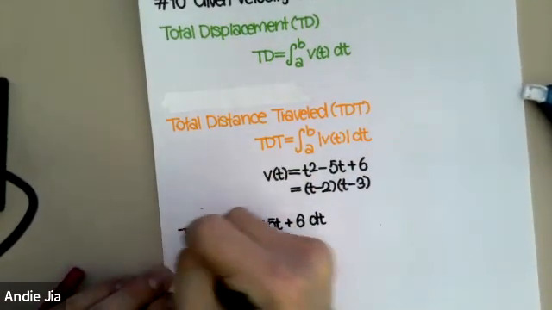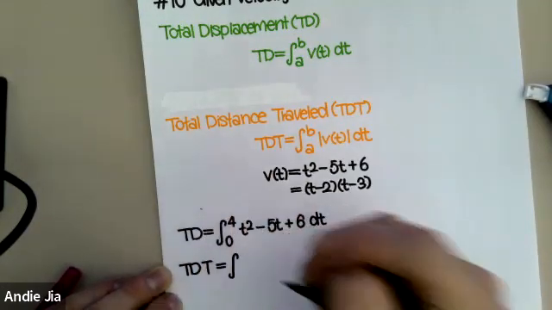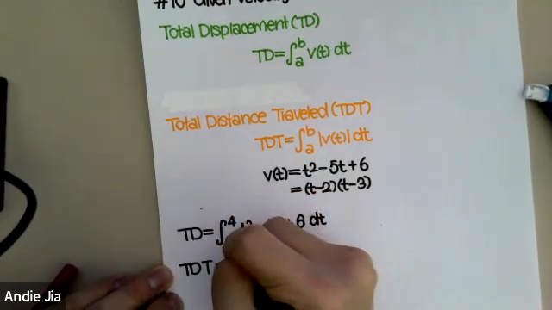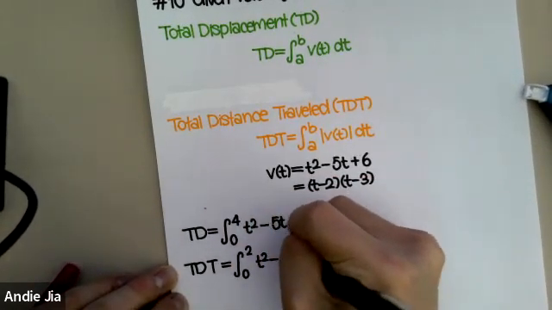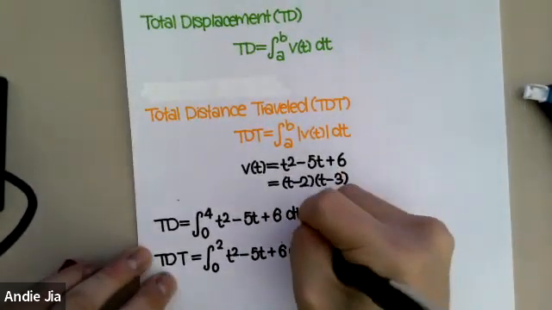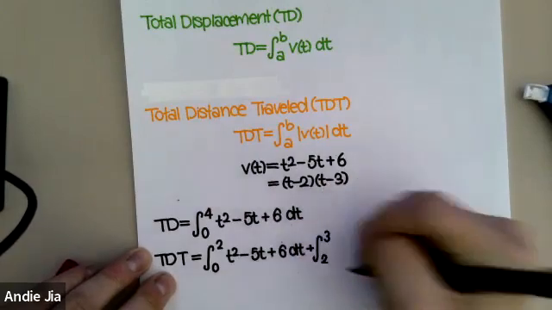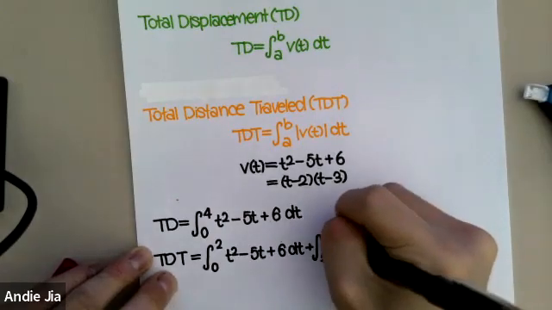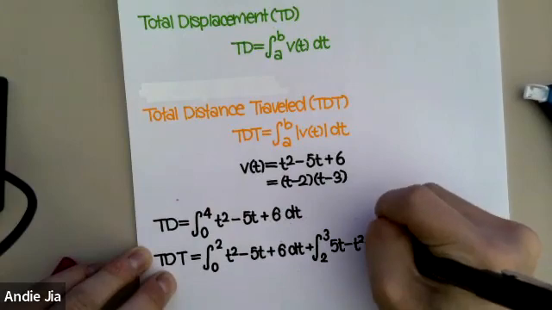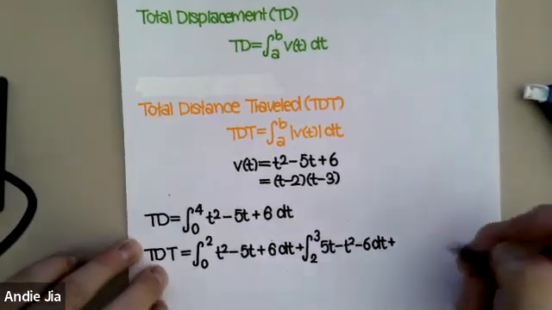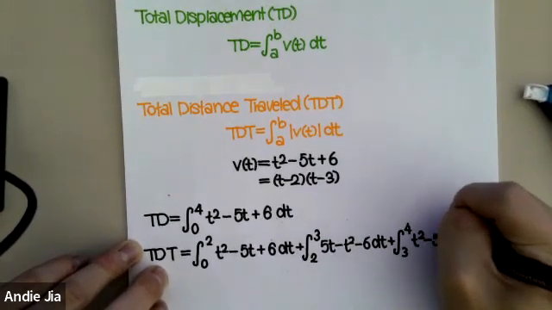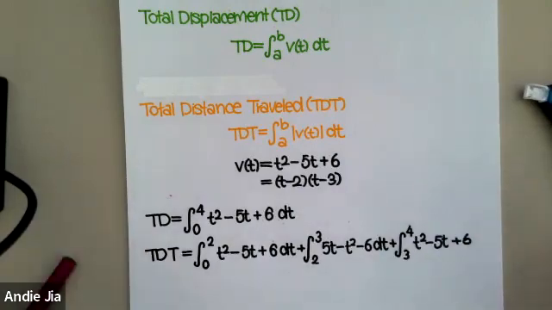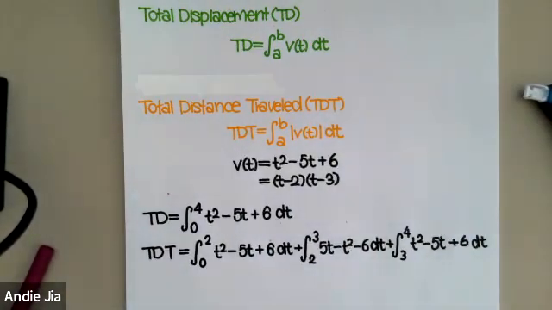But for TDT, from 0 to 2, plugging in for 3, it's going to be the integral of 5t minus t squared minus 6 dt, plus from 3 to 4, the integral of t squared minus 5t plus 6 dt. That is how to solve for TDT and TD.